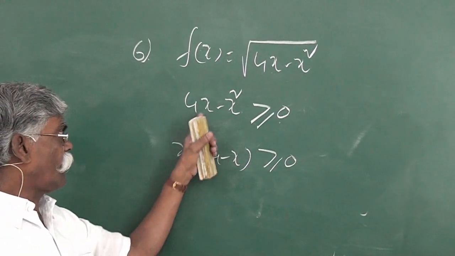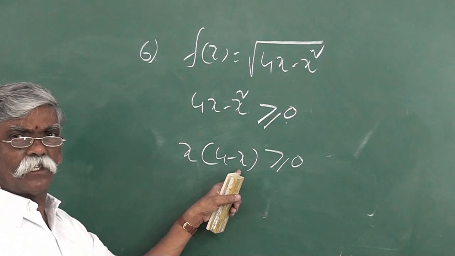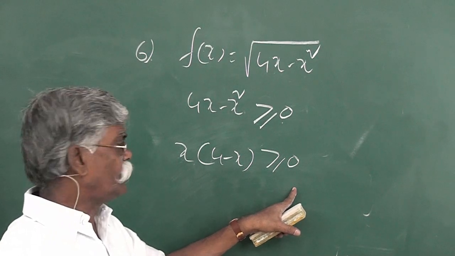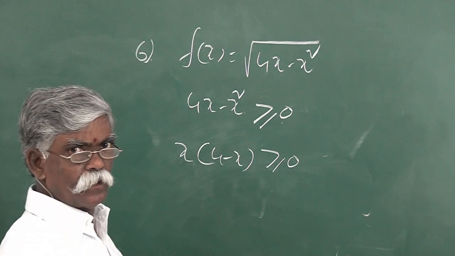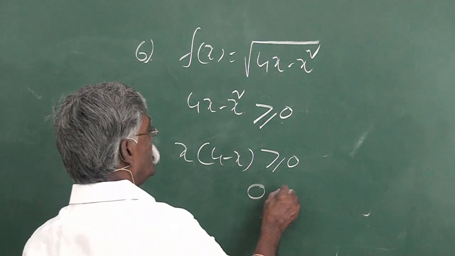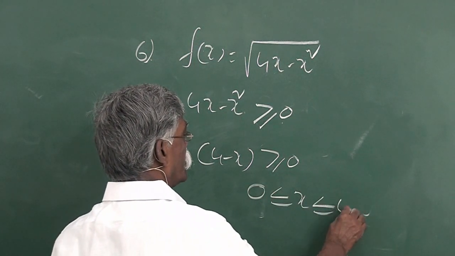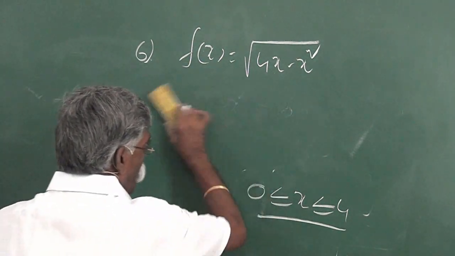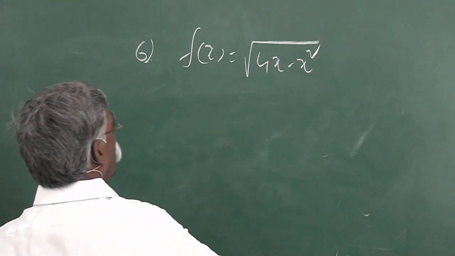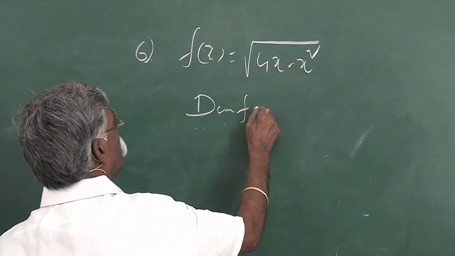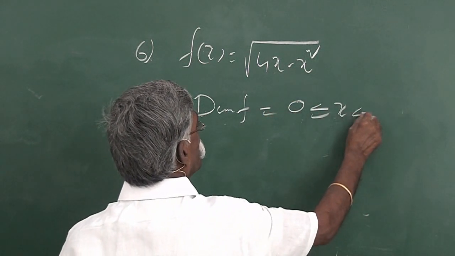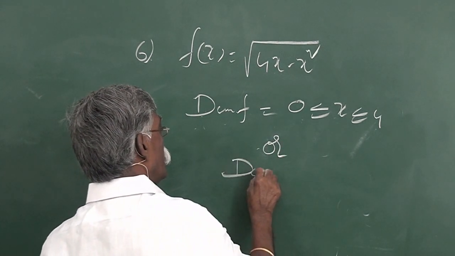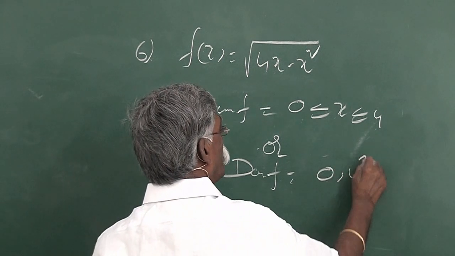Now once again this is a quadratic. Coefficient of x square is negative and the expression is positive. One is negative, another is positive, means both are having opposite signs. Hence x lies in between 0 and 4. Therefore 0 is less than or equal to x is less than or equal to 4 is the domain. So the domain f is equal to 0 less than or equal to x less than or equal to 4, or simply you can say domain f is equal to [0, 4], the closed interval.